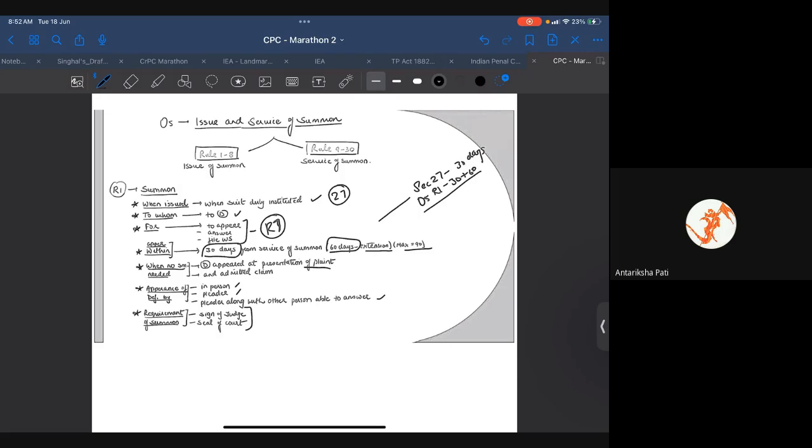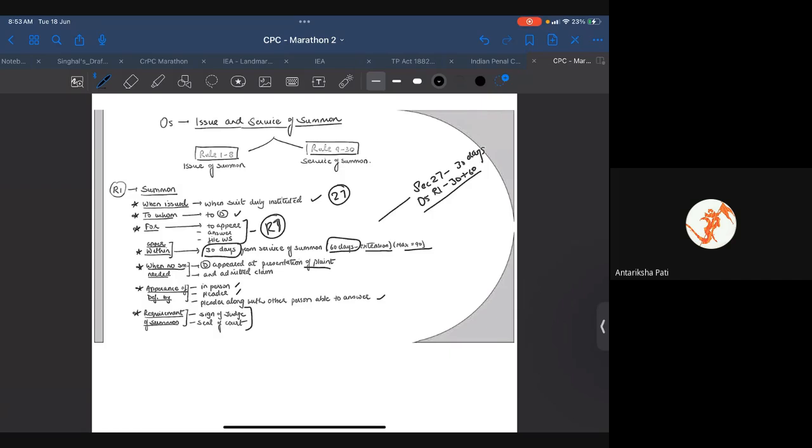Now, appear within 30 days from service of summons, and then again 60 days, an extension can be given, so a maximum of 90. A further period may also be given. If any further reason is there, then it can also be extended, even though the maximum given here is 90. The interpretation of Order 8 is that beyond 90 days also it can be given. Now, it says that if the defendant has appeared at the presentation of the plaint and admitted the claim, then summons is not needed. Now, appearance of the defendant either in person or by pleader along with another person able to answer. Okay.